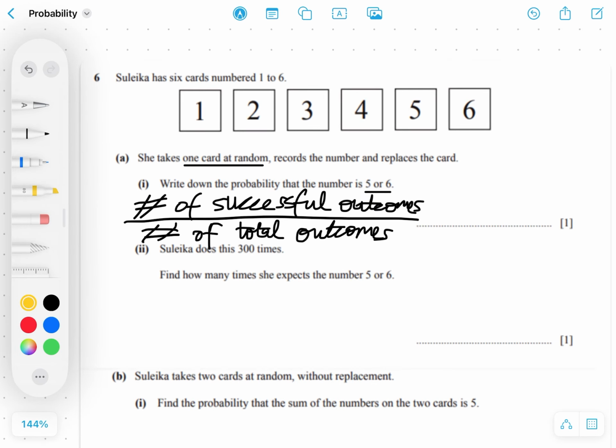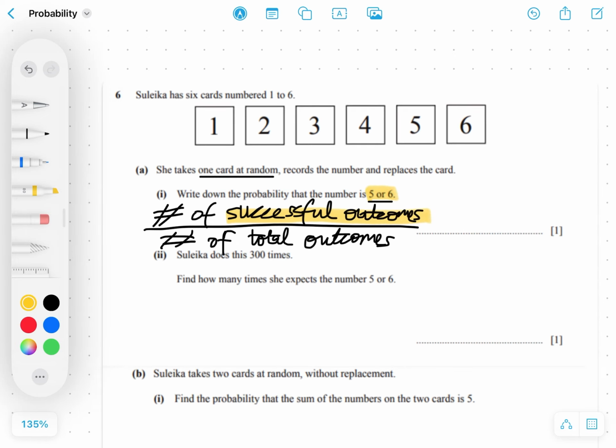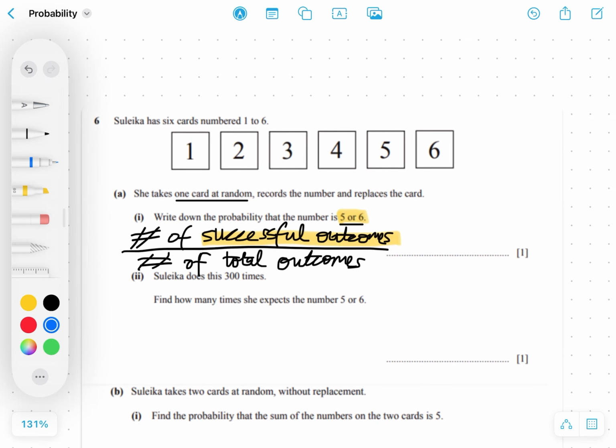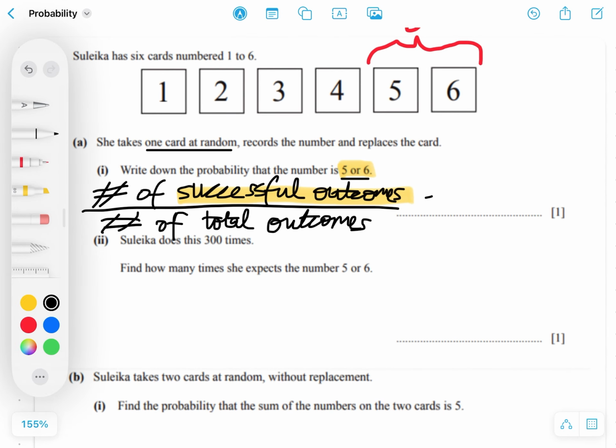So what's the successful outcome in this scenario? It's either choosing a card which has the number 5 or 6, because that's what they're asking us in the question. So how many successful outcomes are there? Well, she could choose any of these 2 cards for it to count as a successful outcome. Therefore, there are 2 successful outcomes.